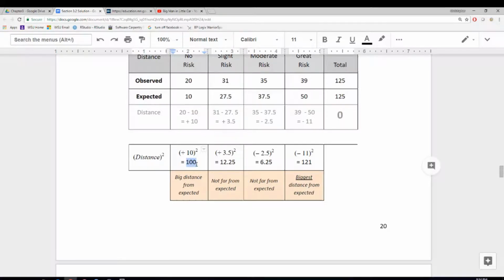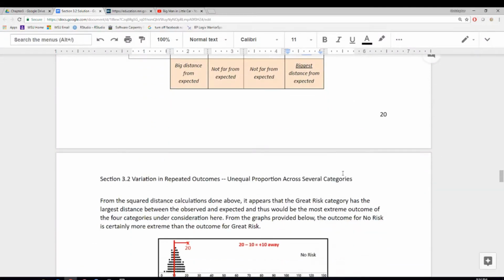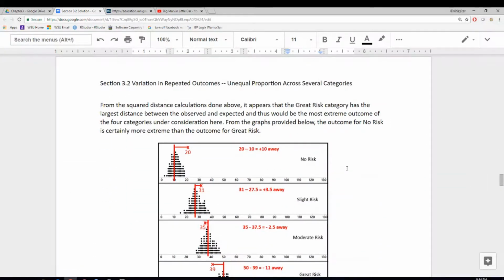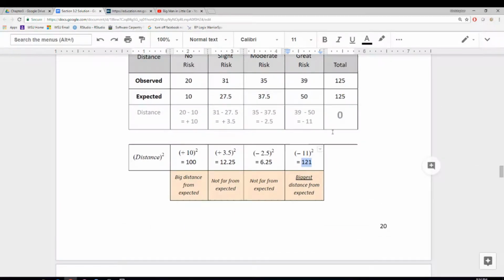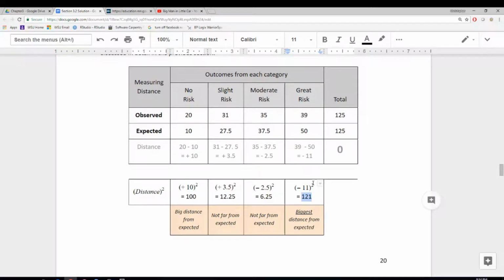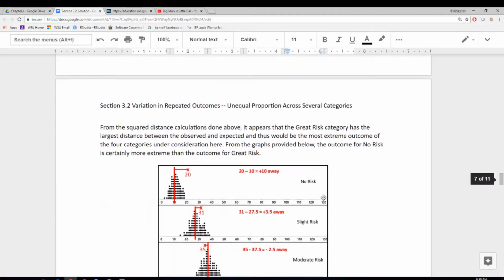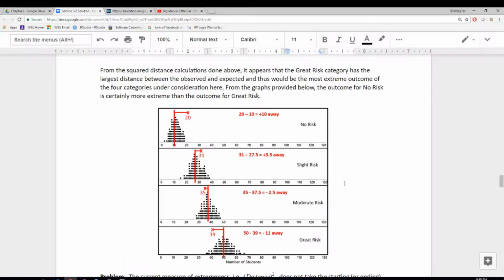We do have a pretty substantial distance here for the no risk group. We're at about 100. But the biggest distance here is occurring at the great risk group with a squared distance of 121. So that would let us believe anyway that the outcome for the great risk category is the furthest away from the expected. Okay, so it appears to be the biggest outlier here because that squared distance is bigger than any of the others. But there's a fault in that thought process.